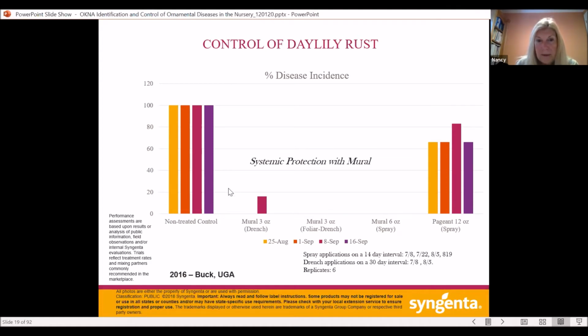So you see here's MURAL applied as a drench directly to the soil. And here this was an over-the-top drench to the soil versus a spray. We had Pageant in here as a comparison as a spray, and you can see we get really excellent protection. So for daylily rust, daylilies are difficult to spray because of all the foliage. So really a drench application is all that you need.